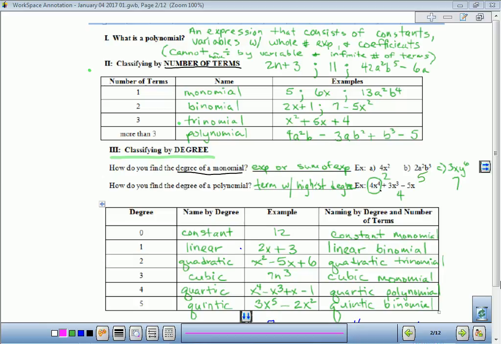And I made up my own examples. Some of you made up yours. You're welcome to keep yours. You do not need to change them to mine. Okay, so the third part of your homework is the classifying practice. That's the part that's below this.